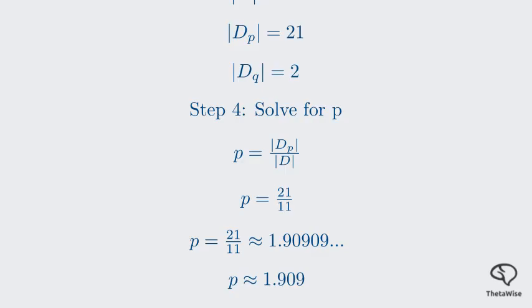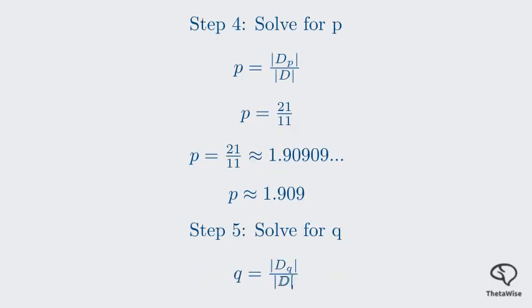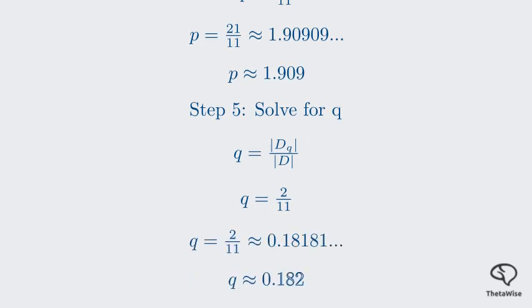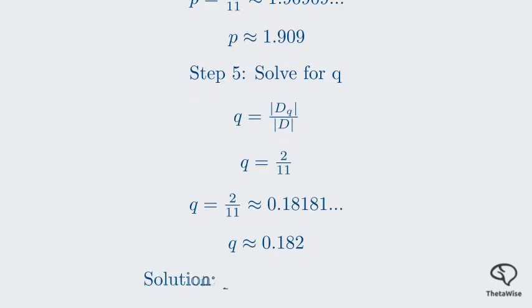Now, let's solve for q. The formula for q is the determinant D subscript q divided by D. This gives us 2 divided by 11. Converting this to a decimal and rounding to 3 places, we get approximately 0.182. This also matches the memo. So, the solution to our system of equations is p equals 1.909 and q equals 0.182.